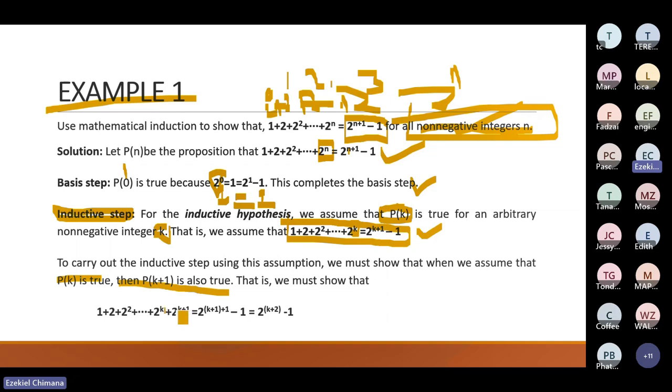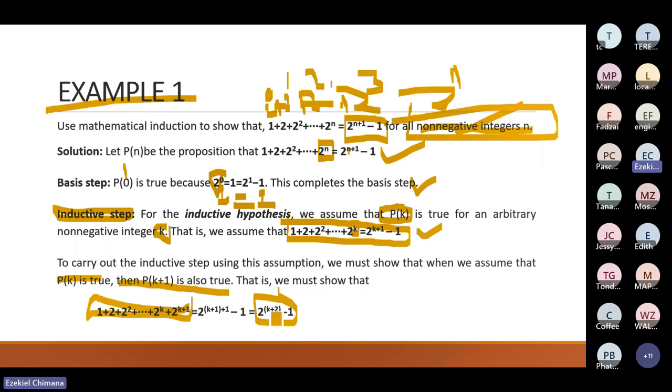So you put 2 to the power n, where our n is now k plus 1. So you do the same on the right-hand side. You put k plus 1 here, and then minus 1 here. So at the end, you are going to have 2 to the power k plus 2 minus 1 on the right-hand side. And on the left-hand side, you are going to have this one. So you have to prove that if we add everything here, you are going to get this here.